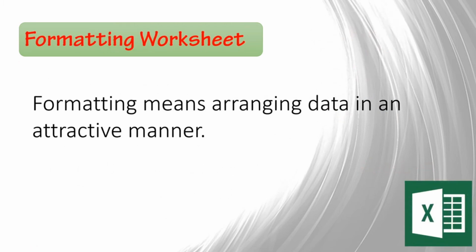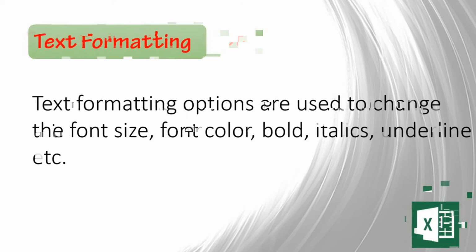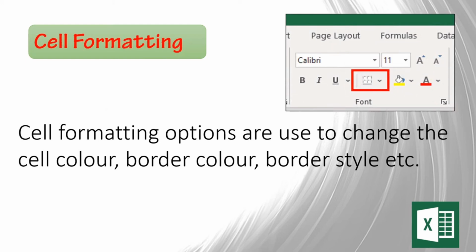Formatting worksheet. Formatting means arranging data in an attractive manner. To make data more attractive, we can use text formatting. Text formatting options are used to change the font size, font color, bold, italics, underline, etc. Next type of formatting is cell formatting. Cell formatting options are used to change the cell color, border style, etc.